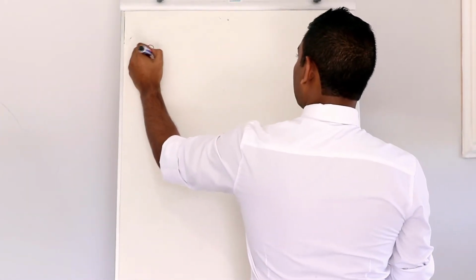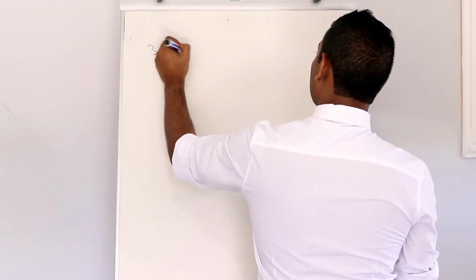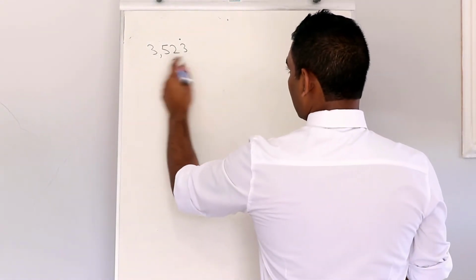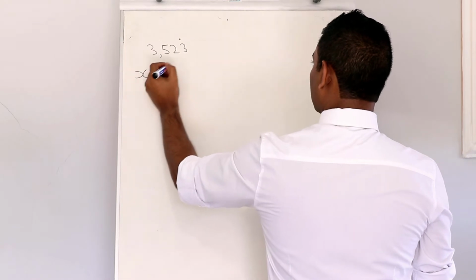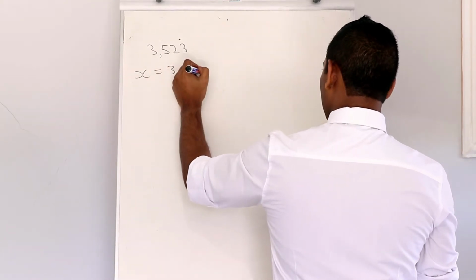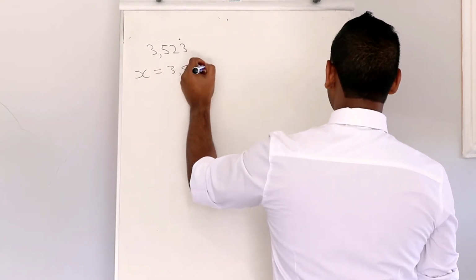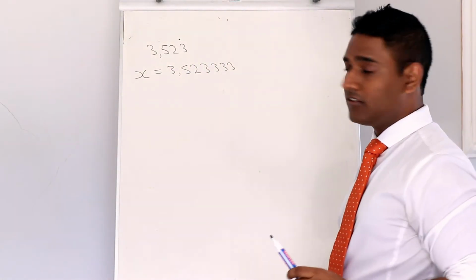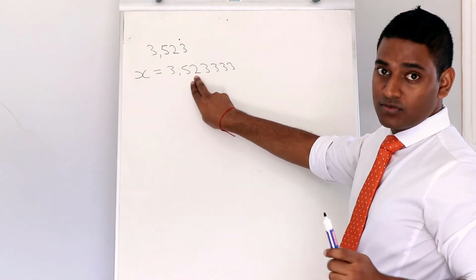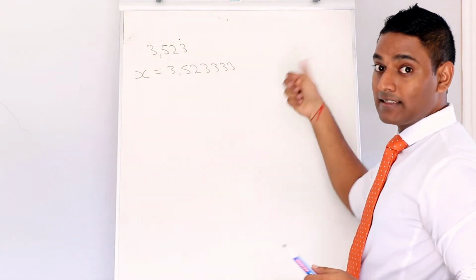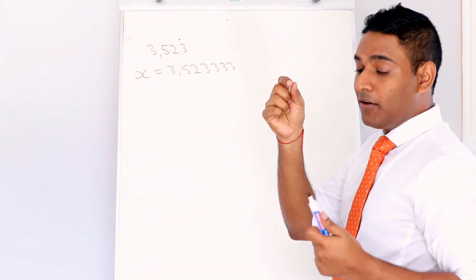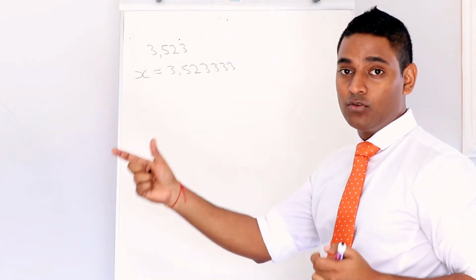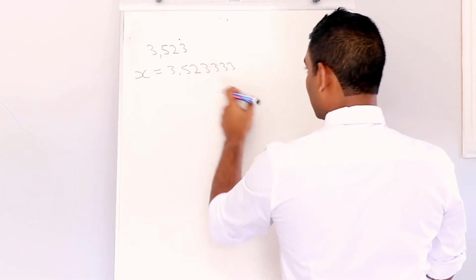Okay, we have 3.523 recurring. A bit different. Now let's look at x equal to 3.52, but now only the 3 is recurring. Because the recurring digit is at the end, we write these two significant figures and only recur at the end, not like the last one where the non-recurring number was in between two recurring digits, so we had to write it in. But this is a bit different.